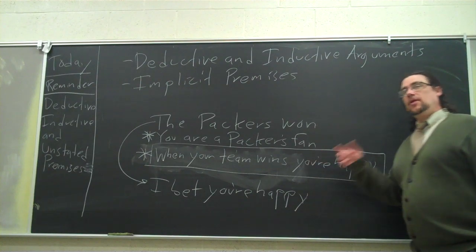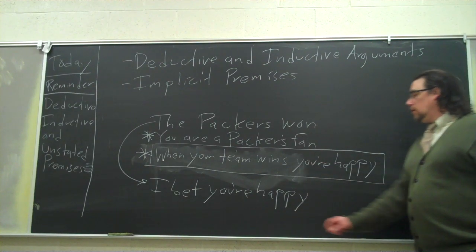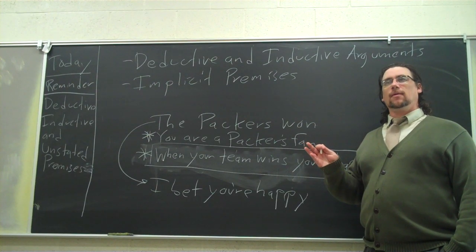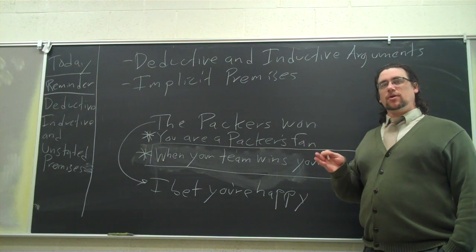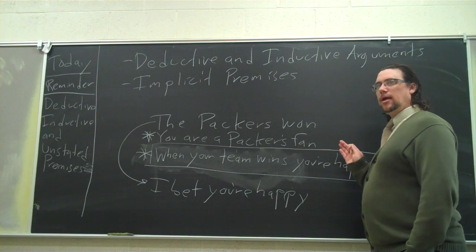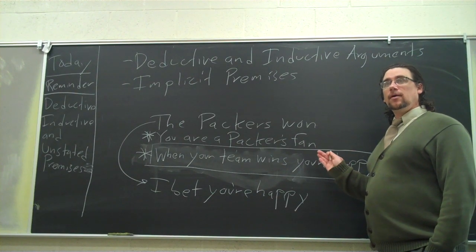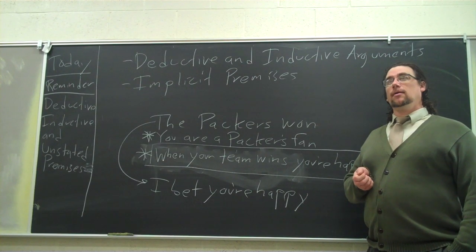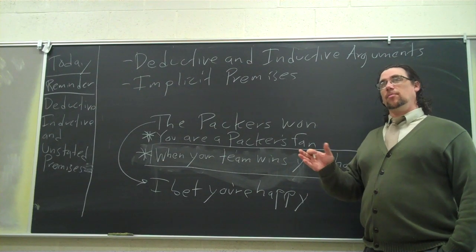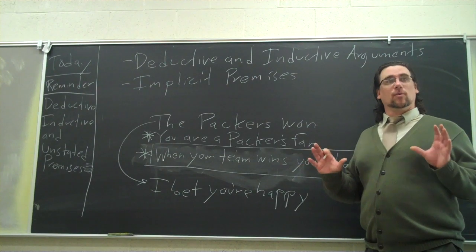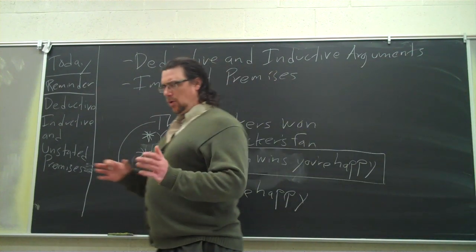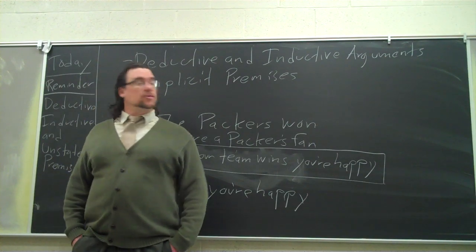So now this one, let's think about this. When your team wins, you're happy. There's no probably in there, is there? So we should interpret this as making a universal claim. Something like anybody whose team wins is happy. That's a universal claim. It would apply to everybody. Don't worry whether it's true or not. At this point, we're concerned with is it a universal claim or a general claim that admits of some exceptions?